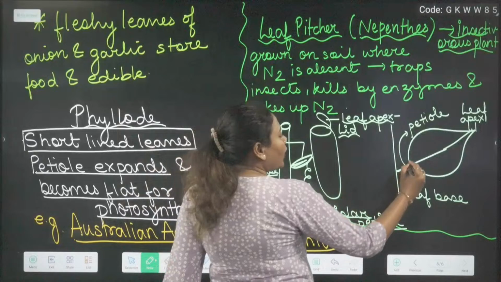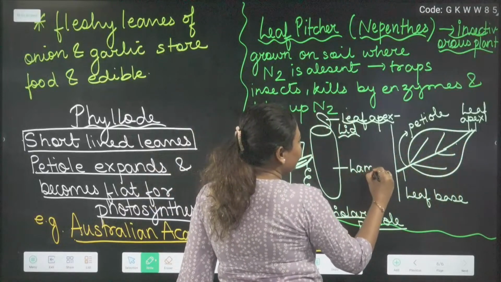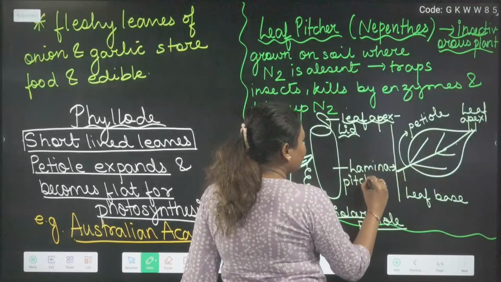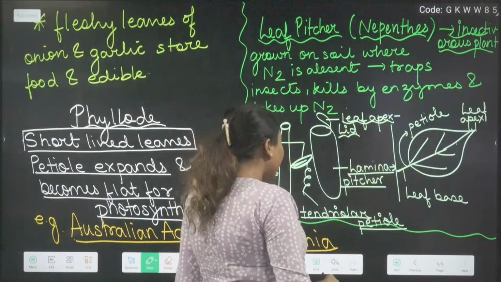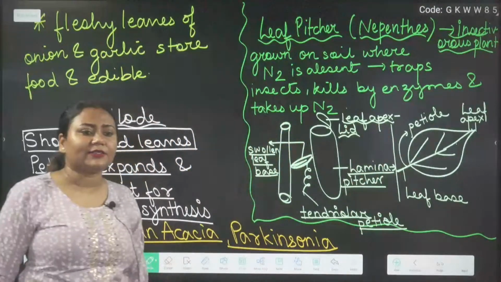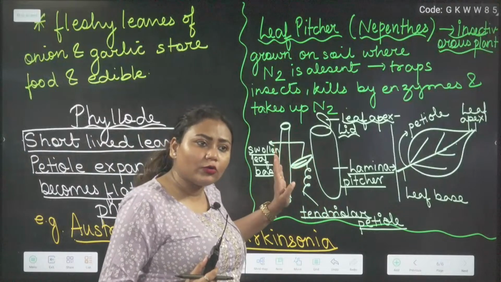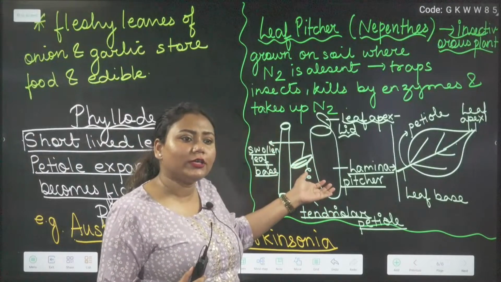Next one. What is this? This is your leaf lamina. Here the leaf lamina is modified into the pitcher. And who is modified into the cover of the pitcher? Leaf apex. Am I clear? Yes or no? It is also found over here.